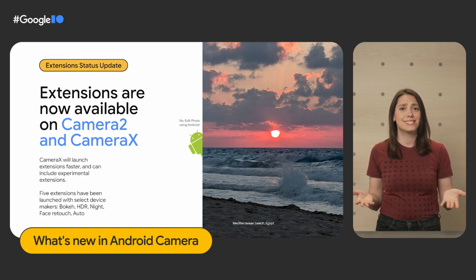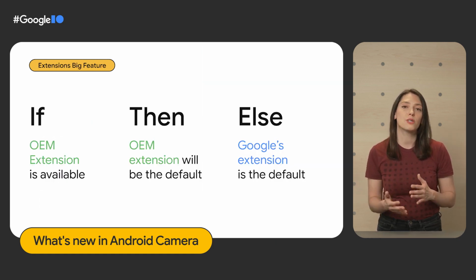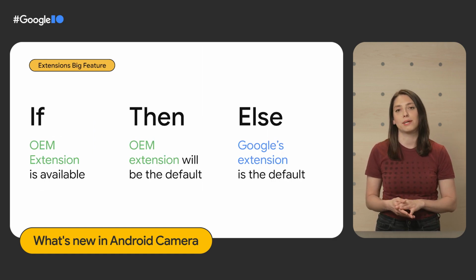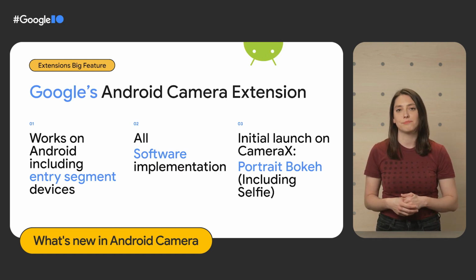But what about devices that don't support extensions? We're exploring adding our own software implementation of extensions as a fallback. We're starting by adding a bokeh extension fallback coming later this year. Check out the What's New in Android camera session to learn more in full resolution. In this session, binge watch the latest developments in media.